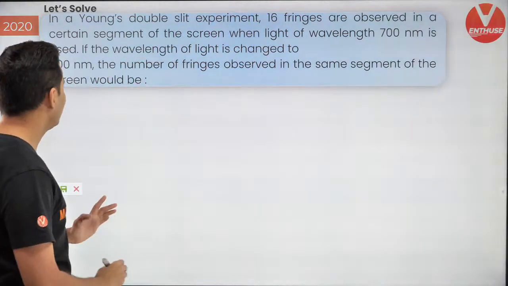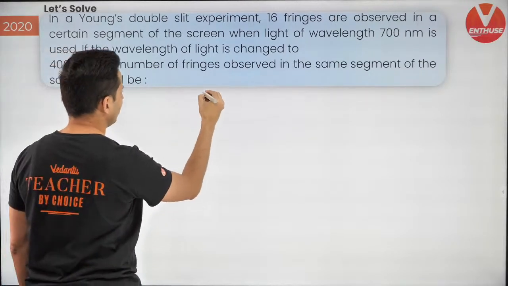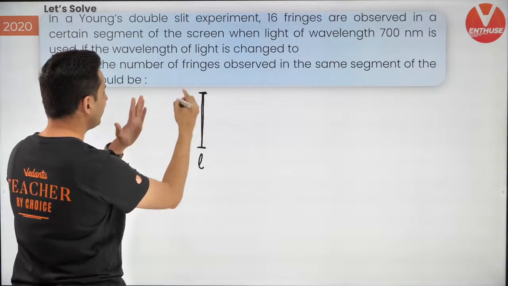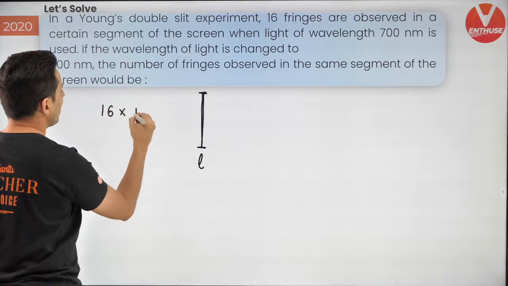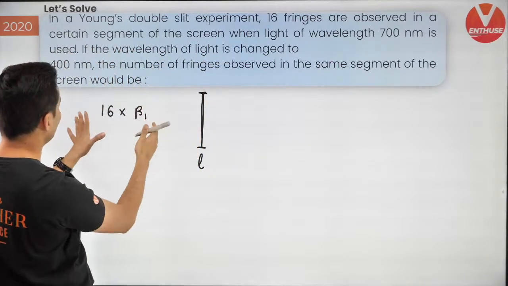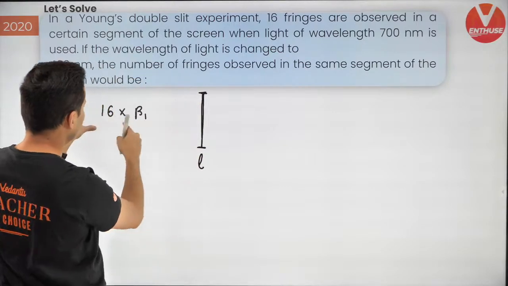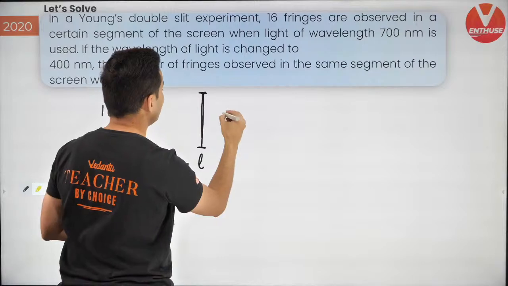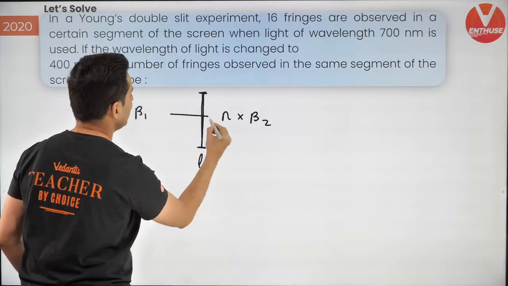Now let's see how to do this. Imagine there is a certain segment, let's say of length L. If there are 16 fringes here, then 16 times the fringe width of the first wavelength, beta 1, should be equal to the total length, which will also be some n number of times beta 2. Both of them must be equal, guys.